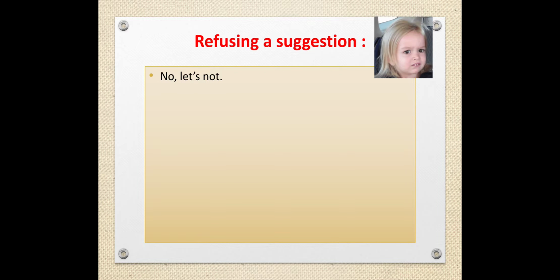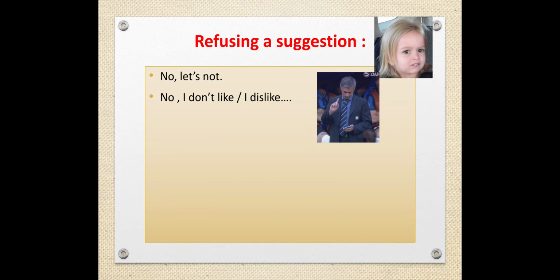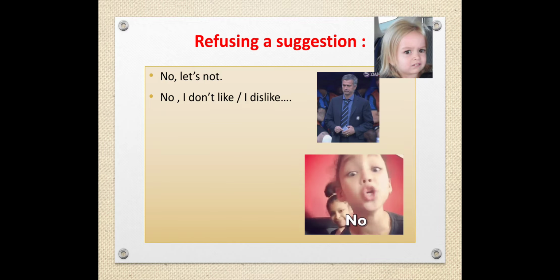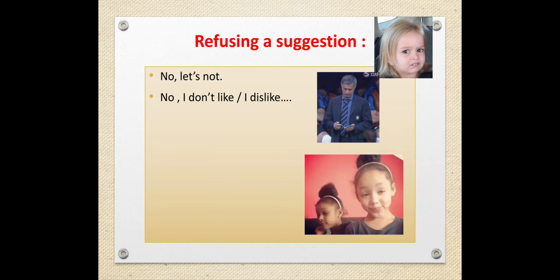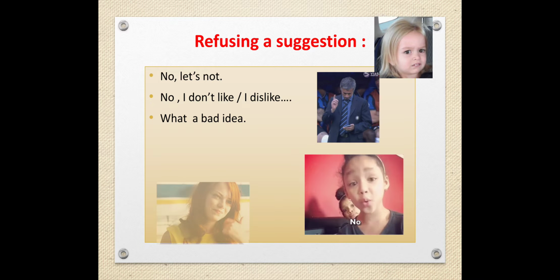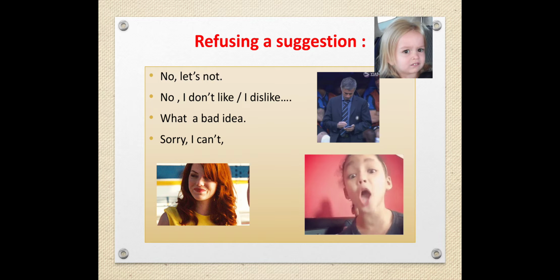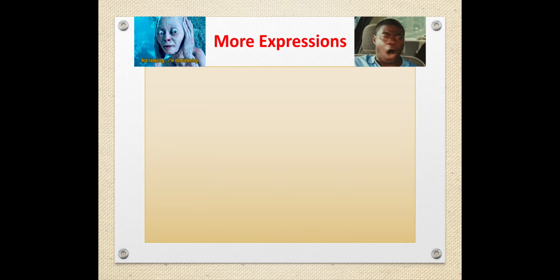Okay, now let's discover the expressions of refusing. Say, no, let's not. No, I don't like, or no, I dislike. Also, we say no, no, no, as sharp as this. Or we say, what a bad. Or we might be polite and say, sorry, I can't. Also, when you say something which is disturbing and people do not like it, they are going to close their ears and say, no, I'm not listening. Or they are just going to say, no, no, no, no.